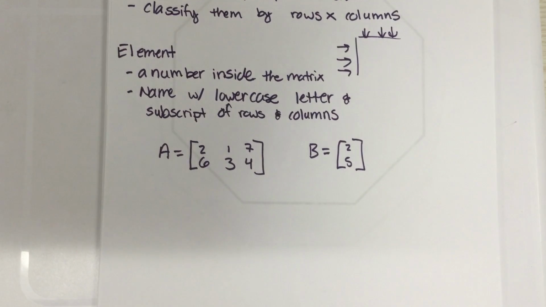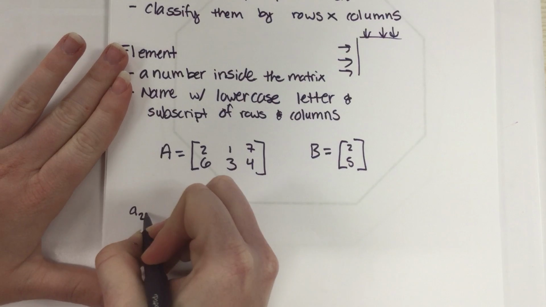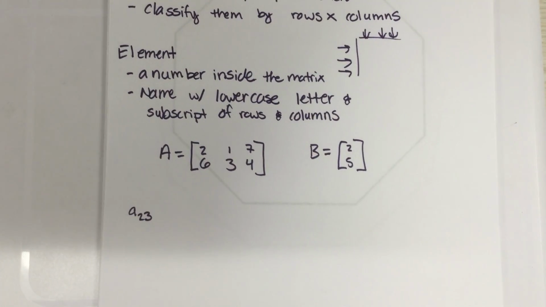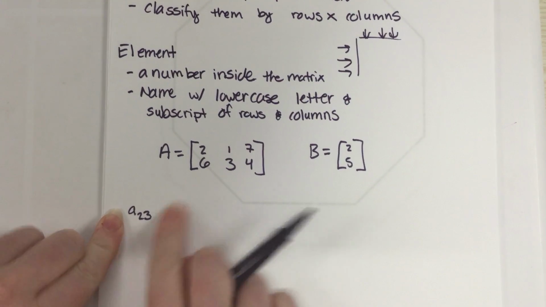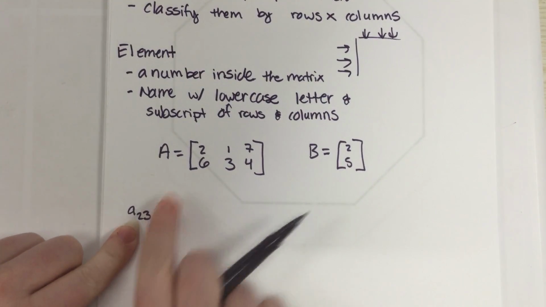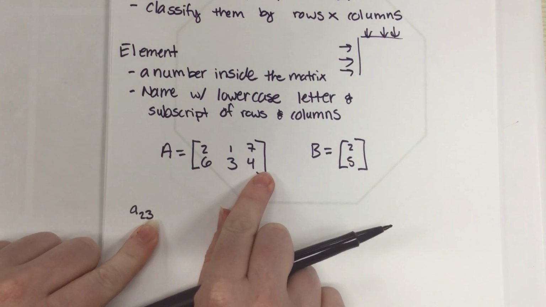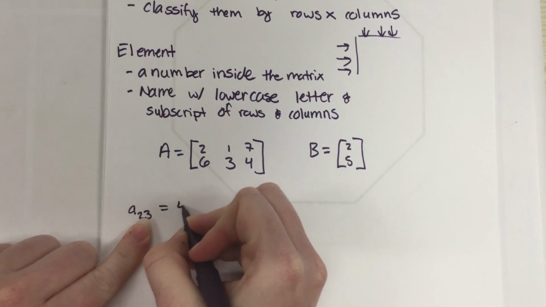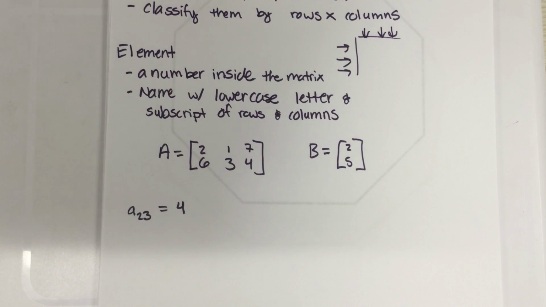Okay, and so we're just gonna practice naming elements. So I'm gonna do a lowercase a 2, 3. What that is, lowercase a, that means I'm in matrix A, and I'm in 2, 3, so I'm in row 2. So I go to row 2 and column 3, so 1, 2, 3. So that is the number 4. So A sub 23 is the number 4.